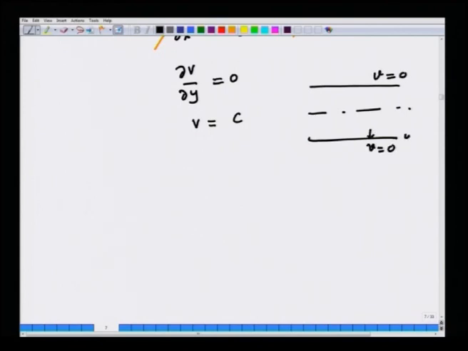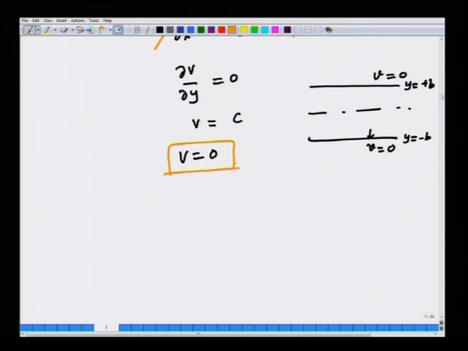Velocity v is 0 at y equals minus b and y equals plus b. So, if it is 0 at one of the walls, and the velocity is a constant, the constant has to be 0 everywhere. So, the normal component of the velocity is 0 everywhere in the flow. You do not have to make an independent assumption that the normal component of velocity is 0.